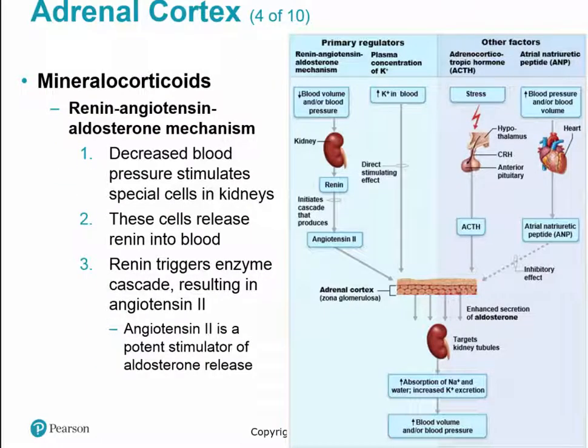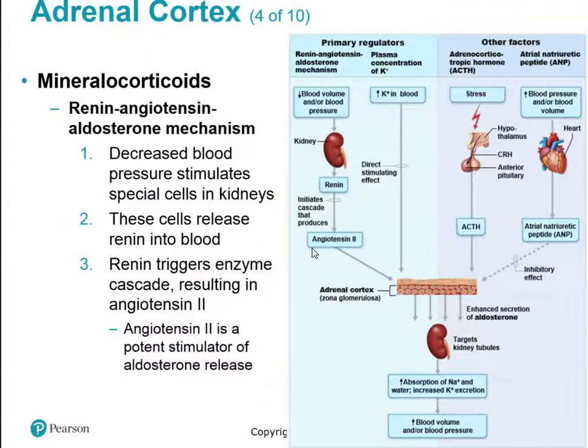The renin-angiotensin-aldosterone mechanism is one of the most important mechanisms for aldosterone secretion. It's stimulated by decreased blood pressure. There are special cells in the kidneys that monitor blood pressure as it's being filtered. Once they detect that the blood pressure is too low, the kidney releases an enzyme called renin. Renin initiates a cascade, a stepwise process that ultimately leads to production of aldosterone, with a few steps along the way.